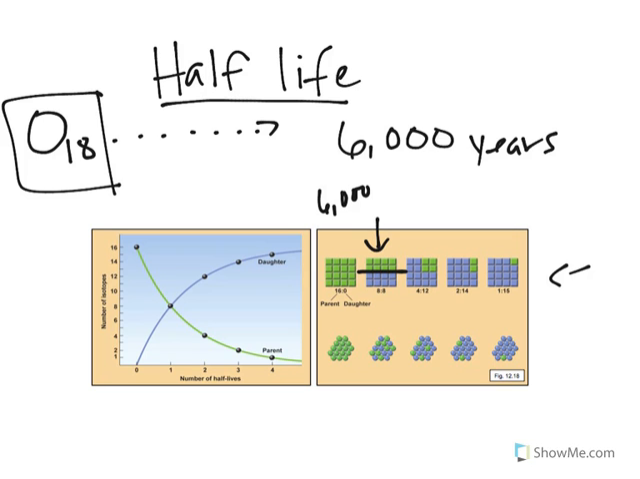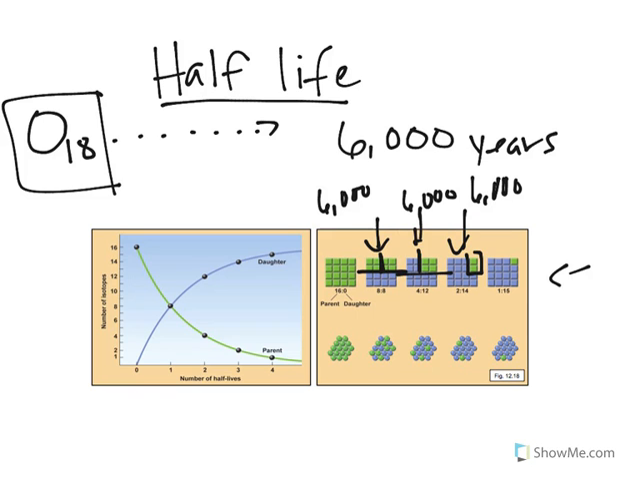And in another 6,000 years, that parent is going to divide into half again. So here this parent will divide into half. So there's another 6,000 years. And then another 6,000 years. Look at that, we only have 2 left. So every 6,000 years that divides into half.